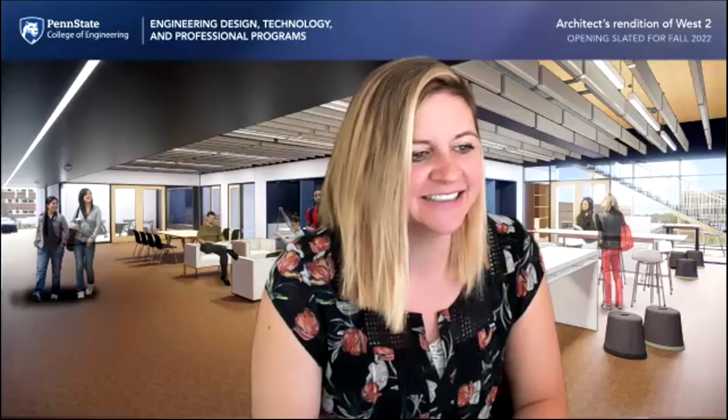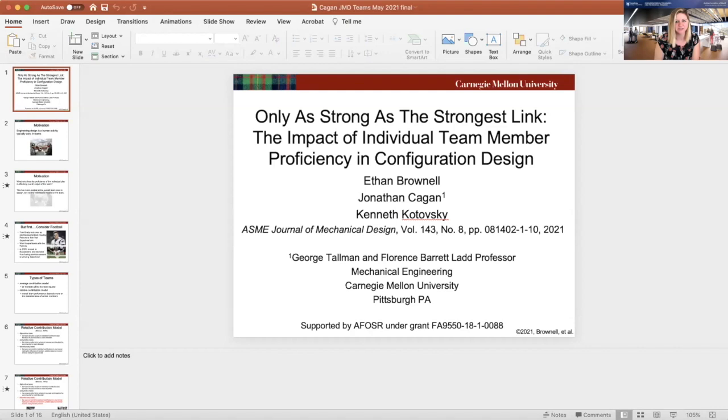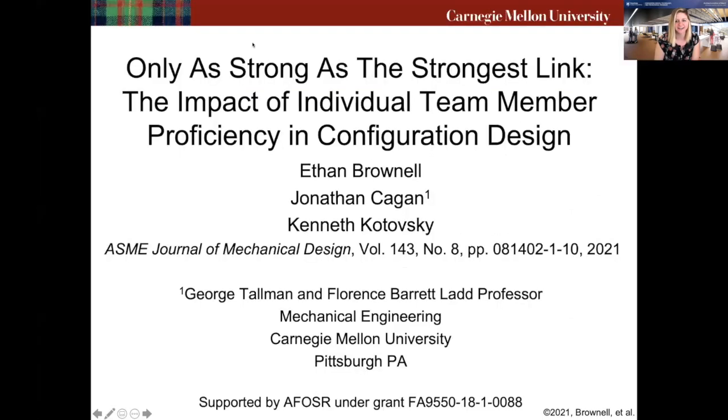Awesome. Well, thank you so much for that great presentation. Our third speaker today is Dr. Jonathan Cagan from Carnegie Mellon University. He's going to be talking with us about how you're only as strong as your strongest link, and it'll be kind of a nice crossover between some of the stuff we've heard from Kosa and Faez this morning. So John, take it away.